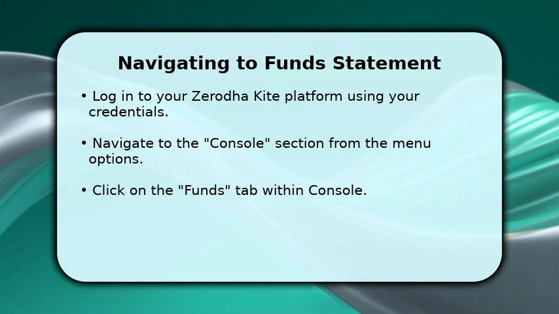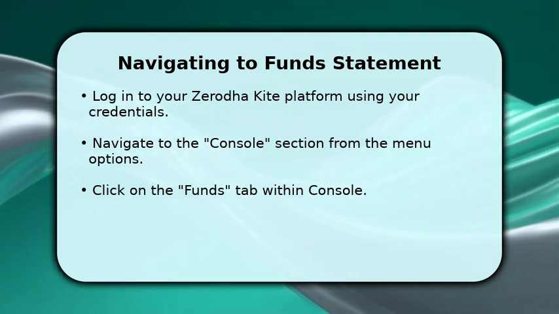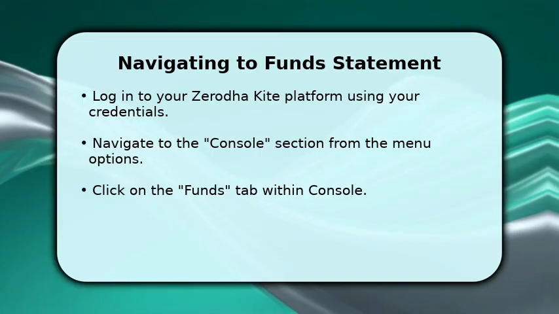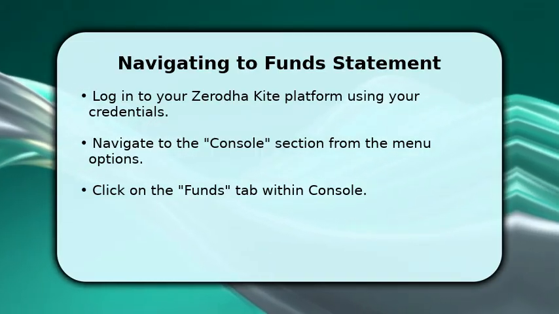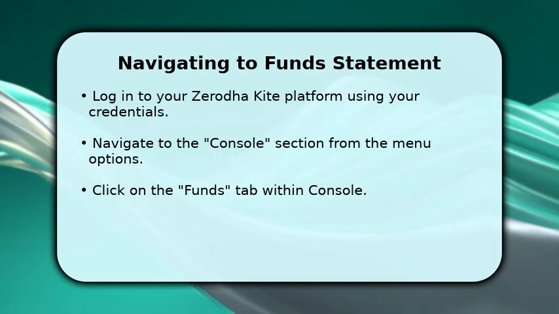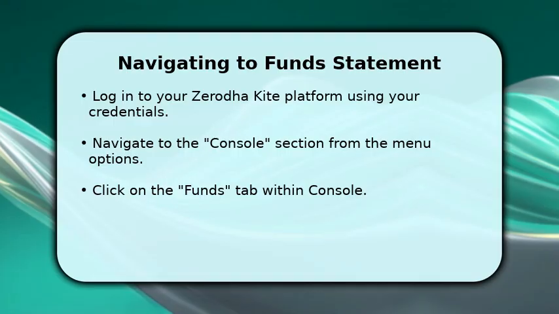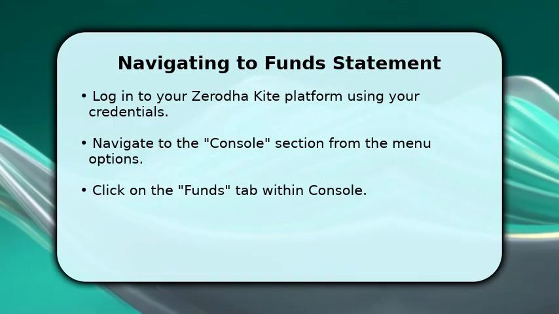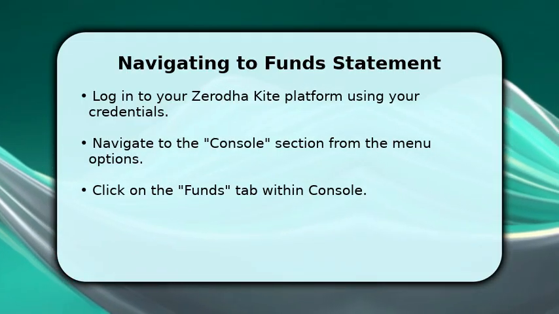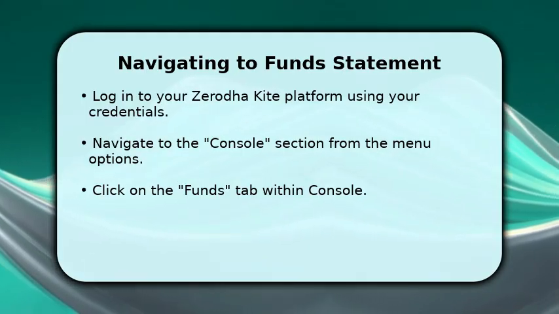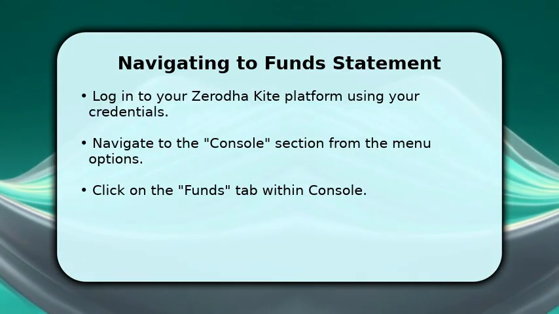To begin, you'll need to log into your Zerodha Kite account. Once logged in, navigate to the Console section, which is accessible from the main menu. Within Console, you will find a Funds tab at the top. Click on this tab and then select the Statement option. This will lead you to the page where you can view your detailed fund transactions and balances.